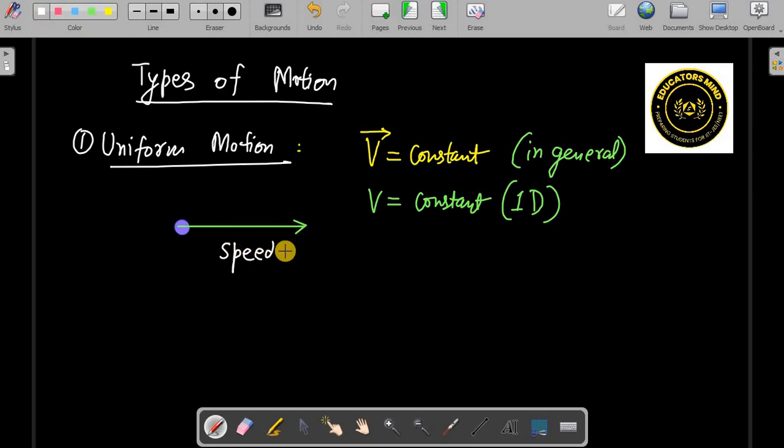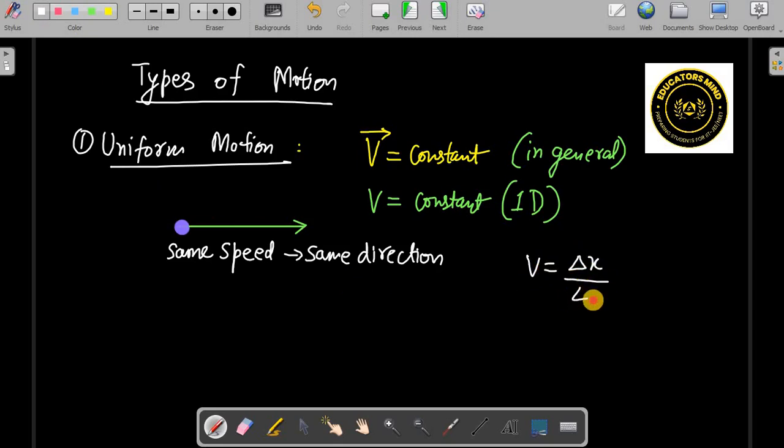The speed is constant in the same direction, or you can say same speed, same direction, that is better. If speed changes or direction changes, or any one of them changes or both change, then it will be non-uniform motion, right?